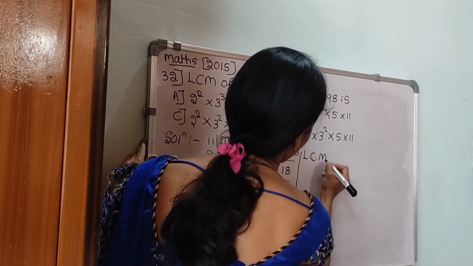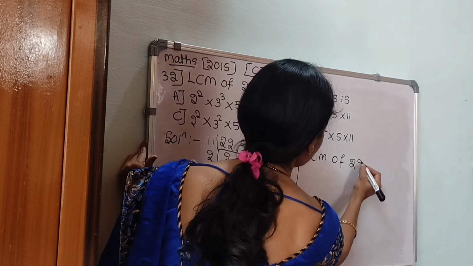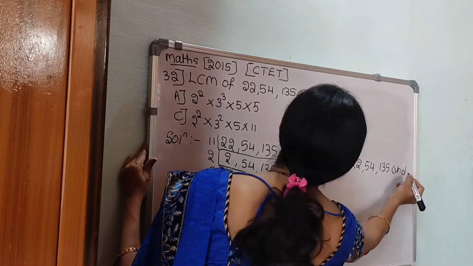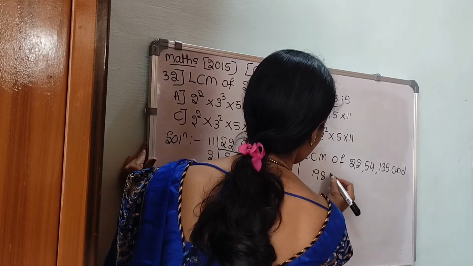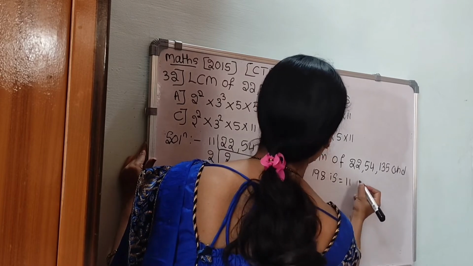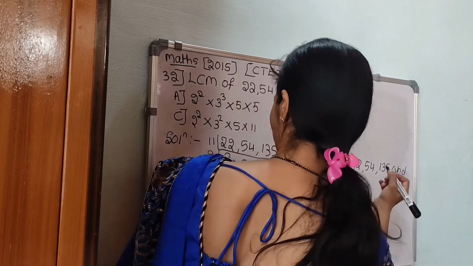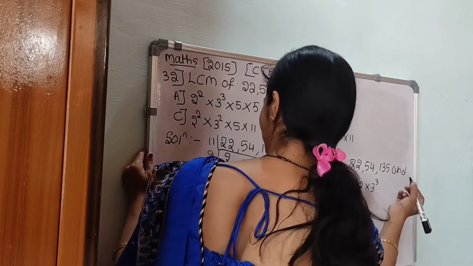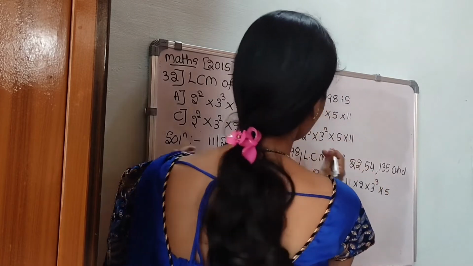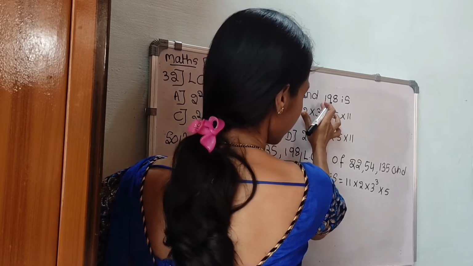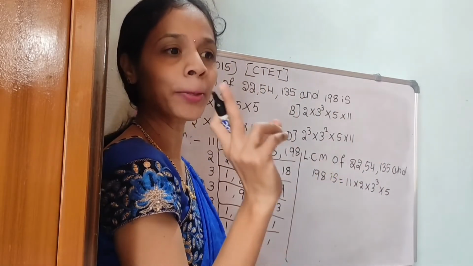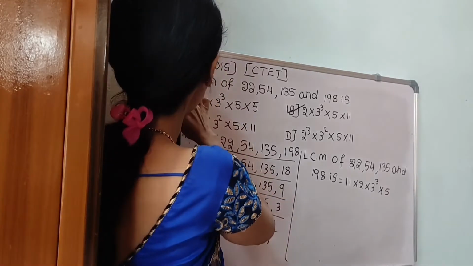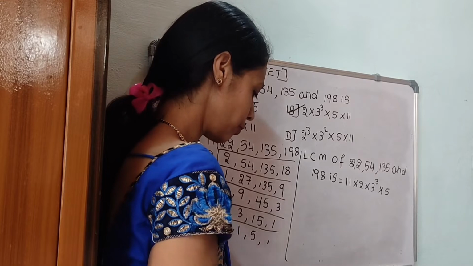So LCM of 22, 54, 135 and 198 is 11 into 2 into 3 to the power of 3, because 3 is there 3 times, into 5. See, 2 is there, 11 is there, 3 to the power of 3 is there, 5 is there, so option number B is the correct answer. This is the solution of 32(1). Next we consider 40.